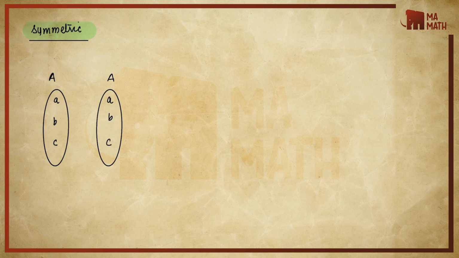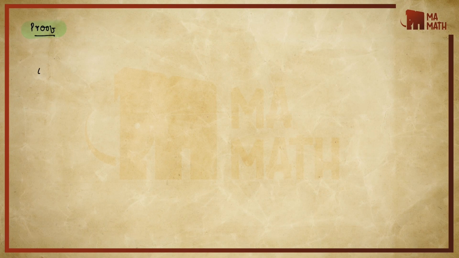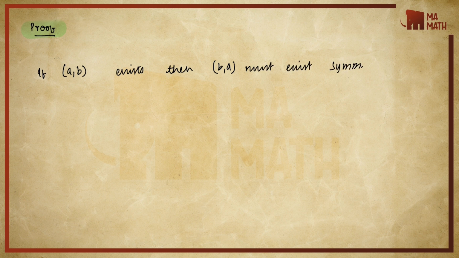Now let's talk about symmetric relation. So what does symmetric relation say? It simply says that if you have (A, B), then its symmetric element, that is (B, A), must also exist. Then it is actually a symmetric relation. So is null a symmetric relation? Let's understand. Now the statement is very simple. If (A, B) exists, then (B, A) must exist for symmetric relation.